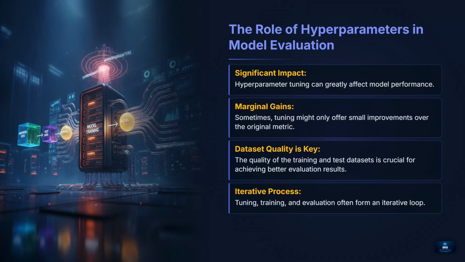Hyperparameter tuning plays a significant role not just in the training but also in the evaluation of our model. While tuning can sometimes lead to substantial gains, it might also result in only marginal improvements on certain metrics. Regardless, the quality of our data, both for training and testing, is absolutely paramount. A high-quality dataset often leads directly to better performance metrics. Remember, this is often an iterative cycle. Tune, train, evaluate, and repeat if necessary.